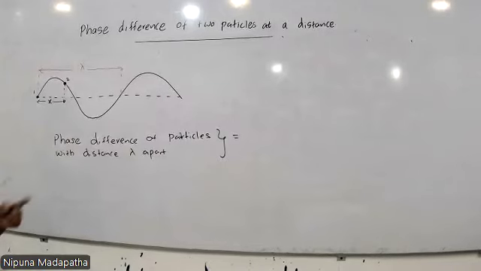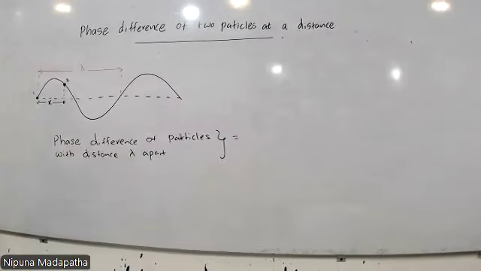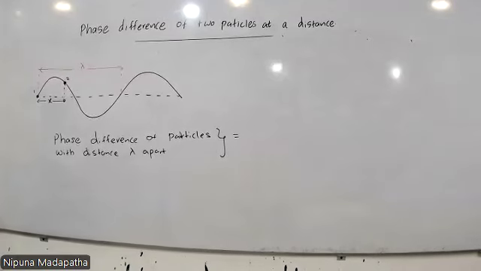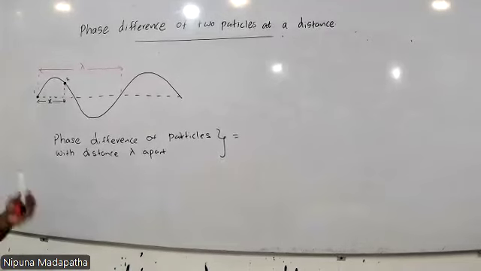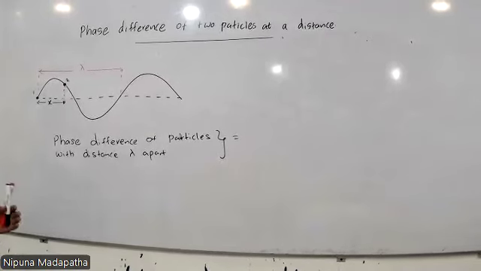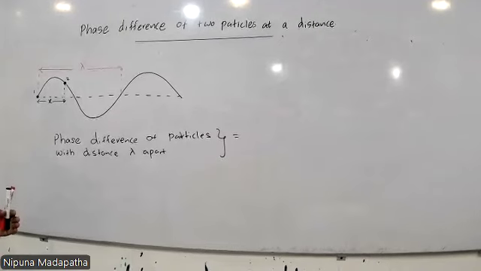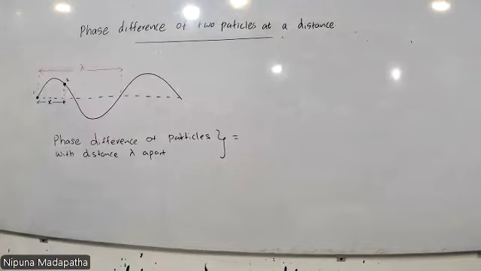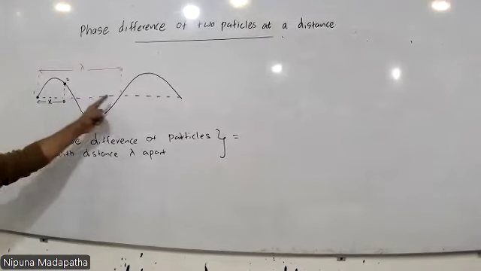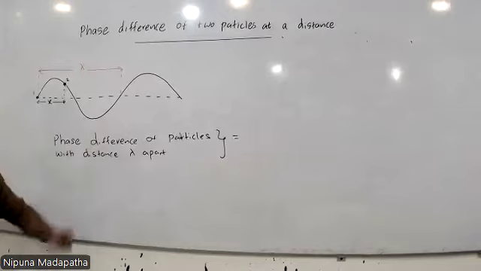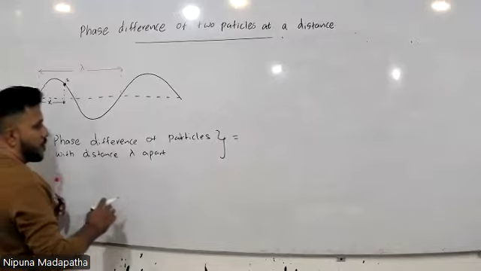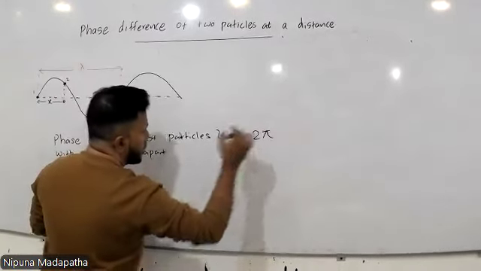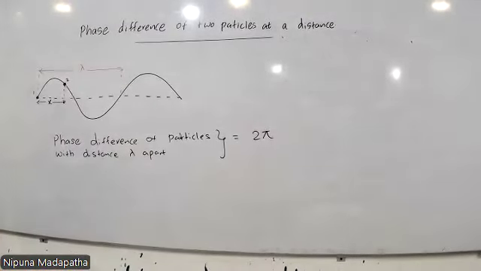Go back to the definition. What is the definition of wavelength? We define wavelength as the shortest distance between two particles with the same phase, which means the phase difference is 2π. This is one complete cycle. So the phase difference of two particles a distance lambda apart is 2π.